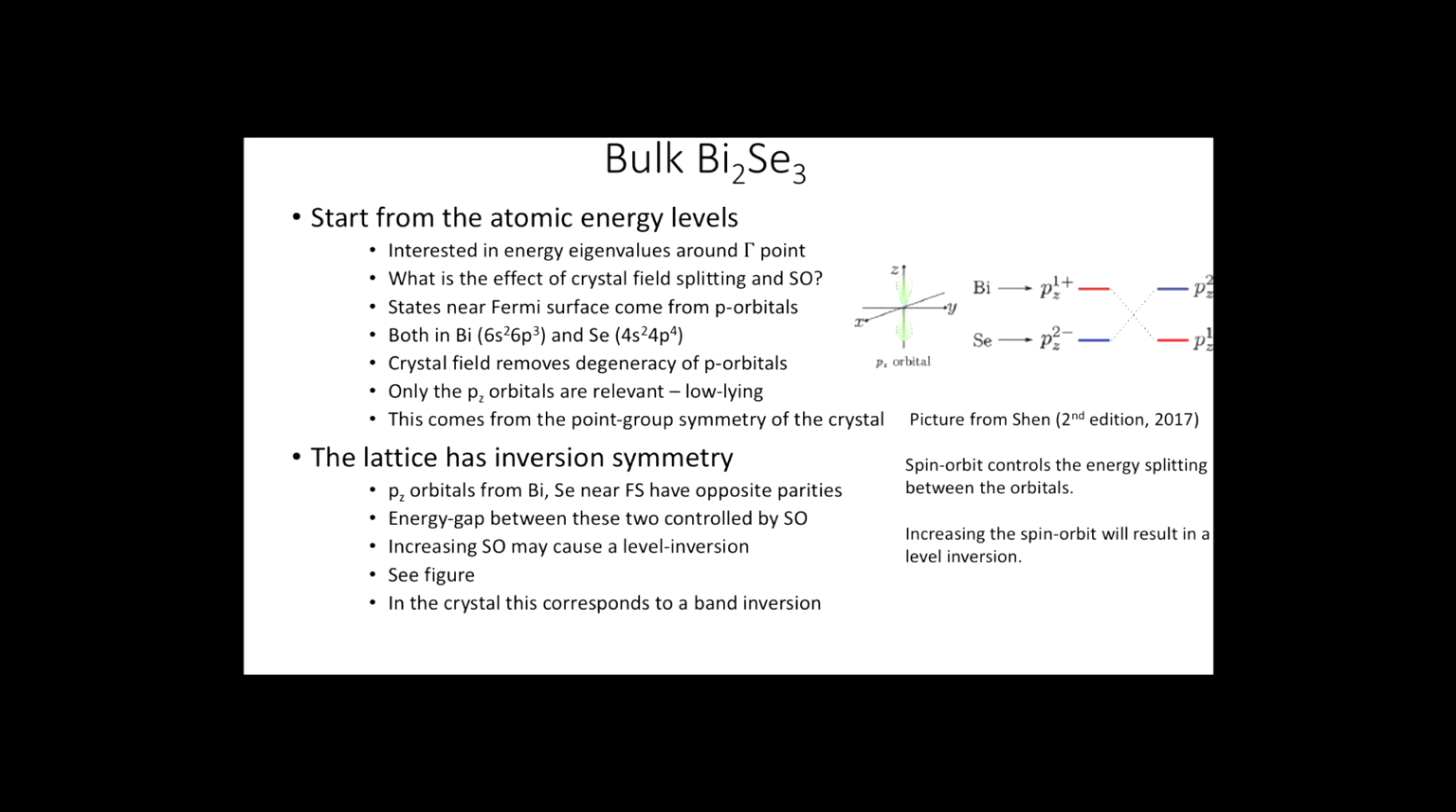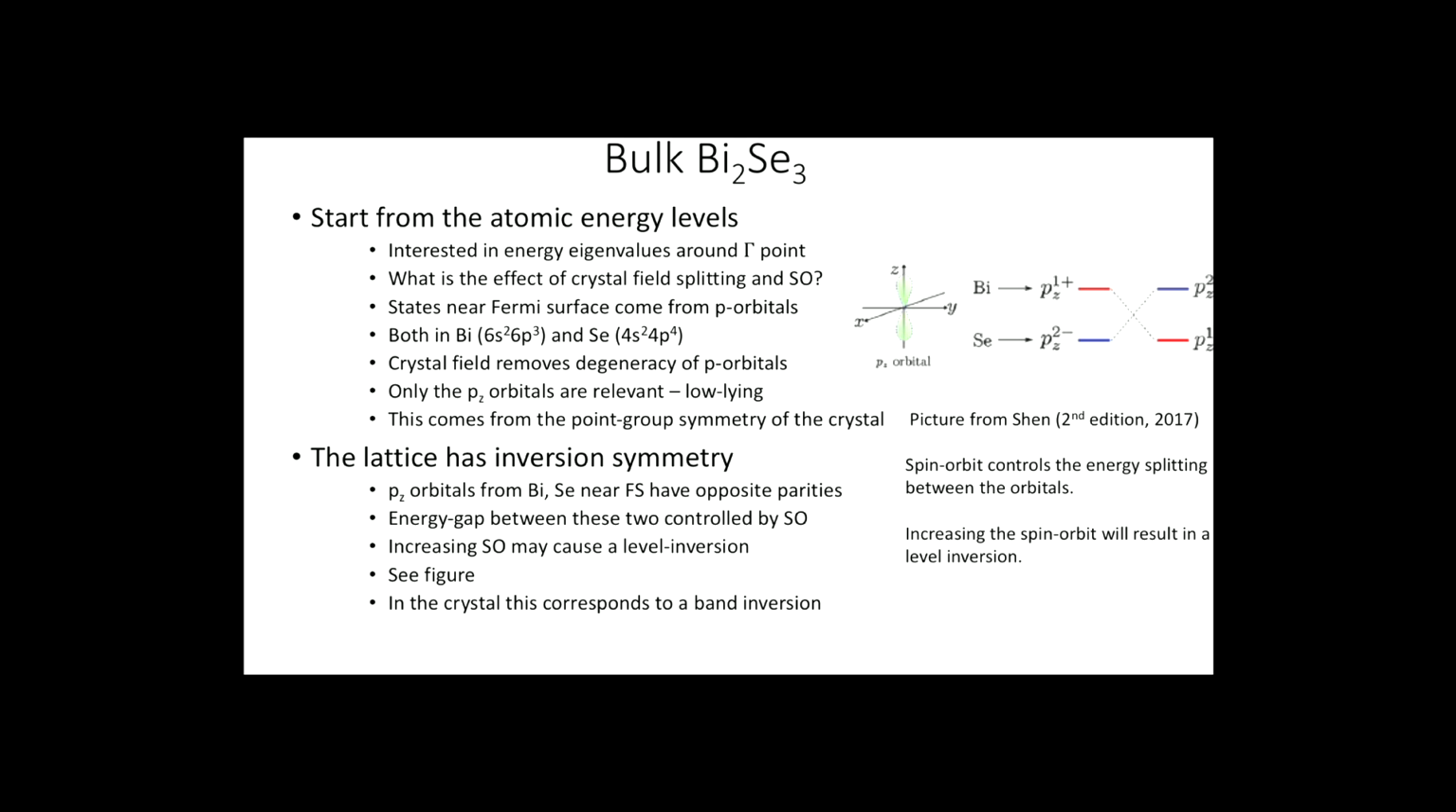And as it turns out, both bismuth and selenium have an atomic structure with p orbitals, so 6s2, 6p3, 4s2, 4p4. These are degenerate, but once you add the crystal field, that removes the degeneracy. The only thing that's left, the lowest lying orbitals, are the pz orbitals, and that's related to the point group symmetry of the crystals.